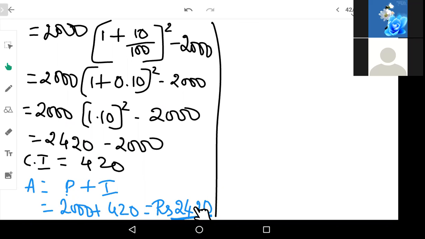Okay, very good. All of your answers are right. So 2420 will be for the first year. What is the first question? When it is compounded annually, it is 2420. Is it clear? Can we go for the second question?